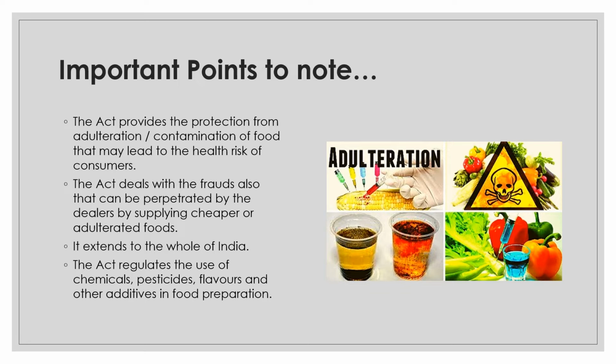So this act provides protection from contamination of food or adulteration of food that may lead to health risk of consumers. This act also deals with frauds that can be done by dealers by supplying cheaper or adulterated foods. For example, mixing dalda in ghee and positioning it as pure ghee. Okay, so that's a fraud.